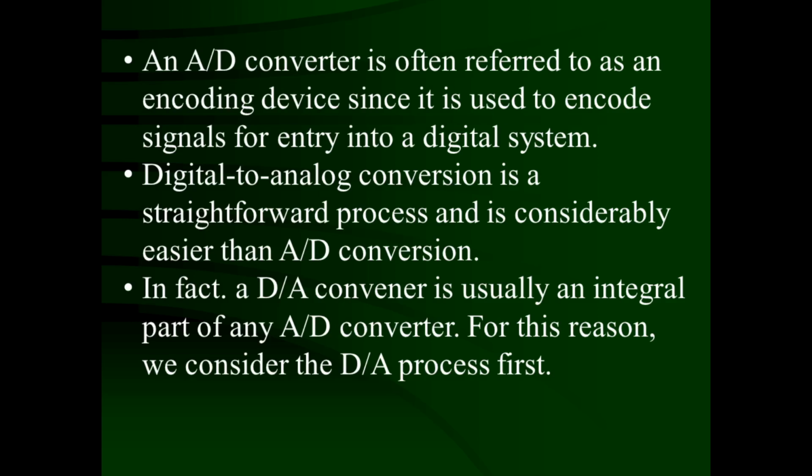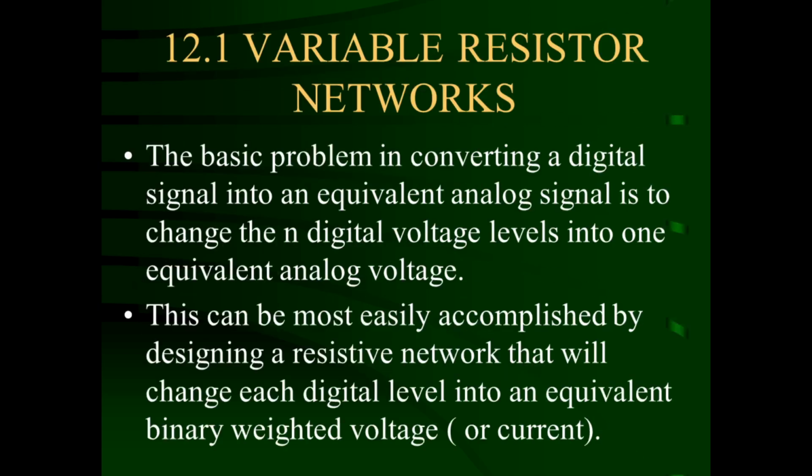And moreover, the D to A unit is an integral part of A to D conversion, and hence we are going to study D to A conversion first. In fact, D to A conversion is usually an integral part of any A to D converter. For this reason, we consider the D to A process first. So we are starting with 12.1, variable resistor networks. The first type of D to A conversion is using a variable resistor network.